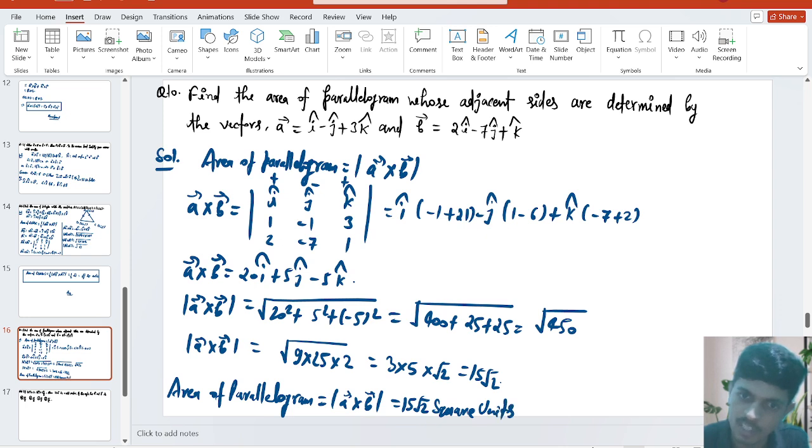This is the area, because area is in square units. So 15 root 2 square units. This is our answer. This is important for you, so practice it. It has weightage of 4 to 5 marks. So coming to the next question.